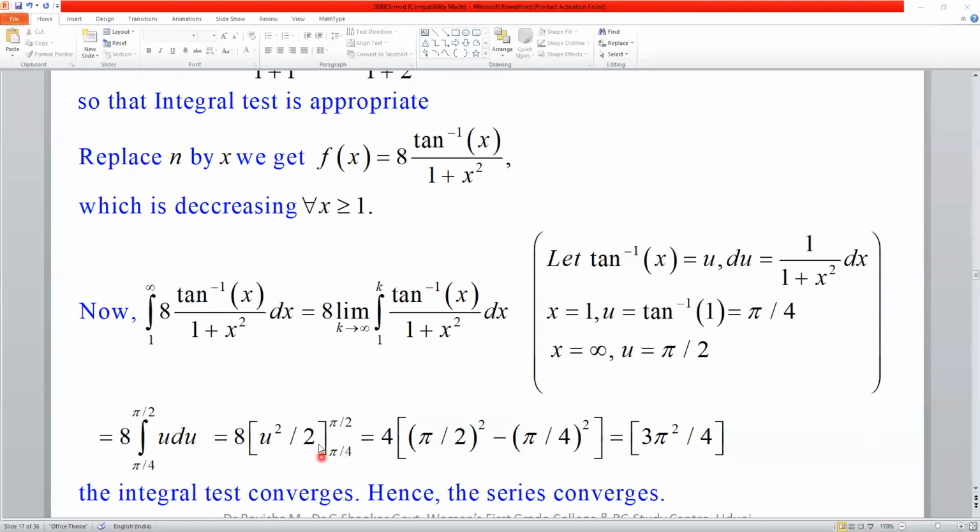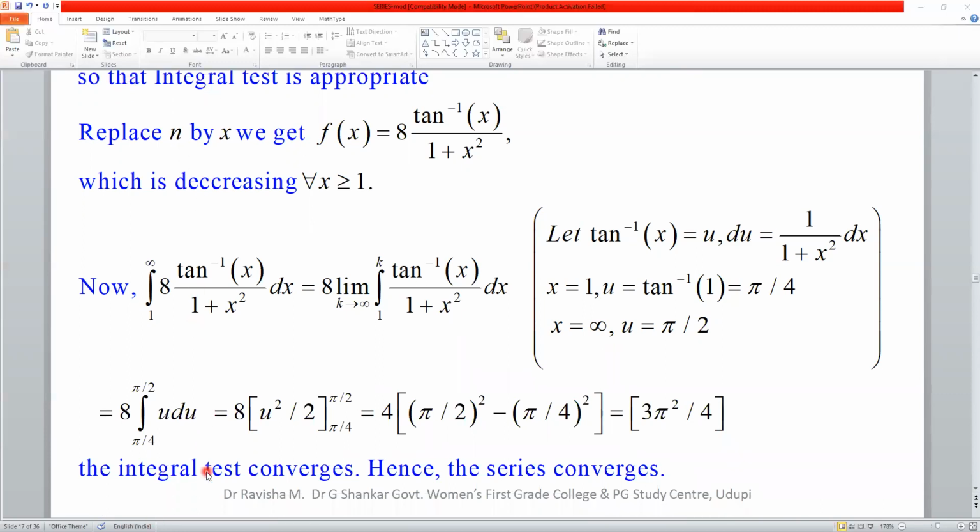So 2 gets cancelled, we have 4 here. Then you apply the upper limit, u is equal to pi by 2, that is pi by 2 whole square minus pi by 4 whole square. So we will get 3 pi square by 4. So this is a finite value. If this is a finite value, the integral converges. The integral converges, so therefore the given series is also convergent by using the integral test.